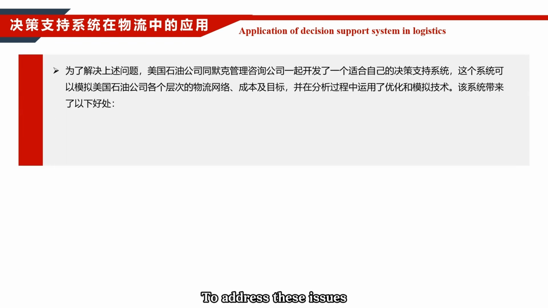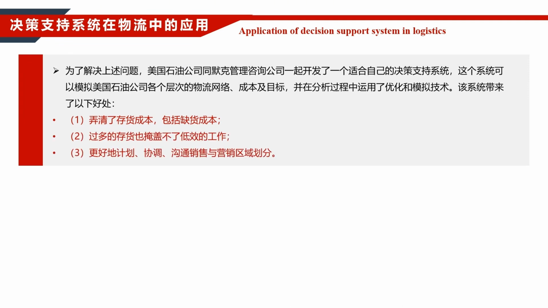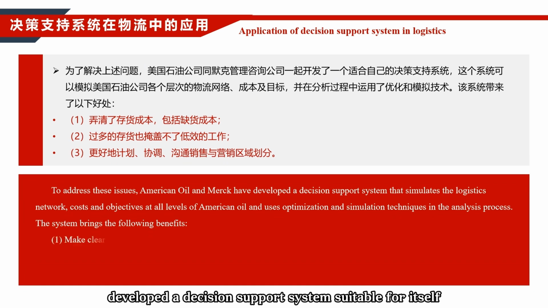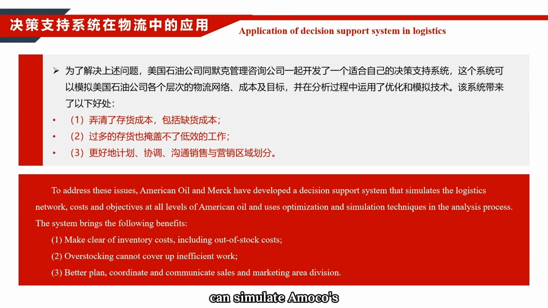To address these issues, Amoco, together with Merck Management Consulting, developed a decision support system suitable for itself. This system can simulate Amoco's logistics network, costs and objectives at all levels, and in the analysis process, uses optimization and simulation techniques. The system brings the following benefits.